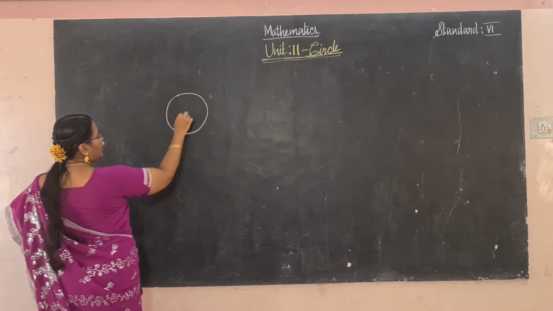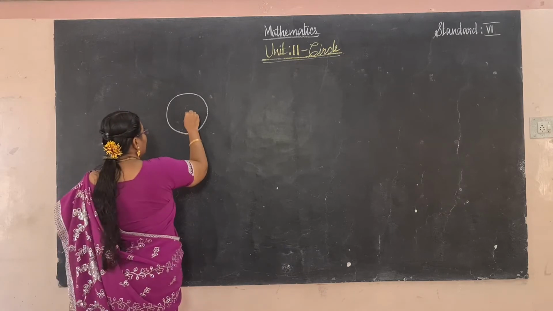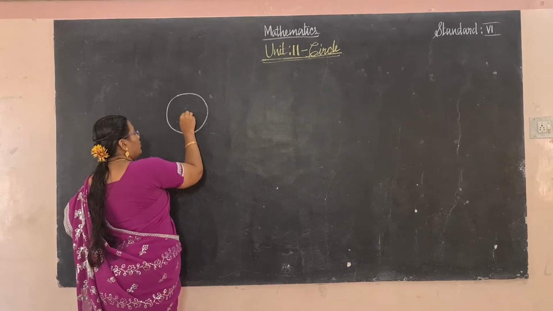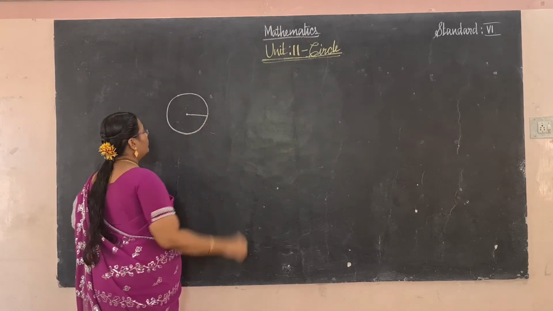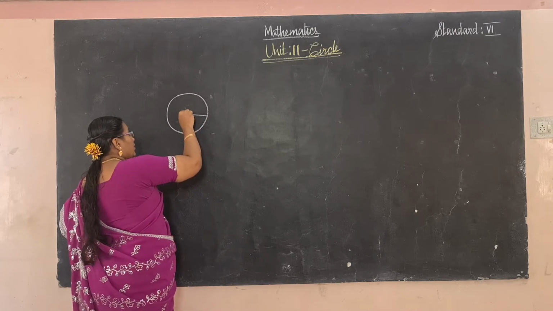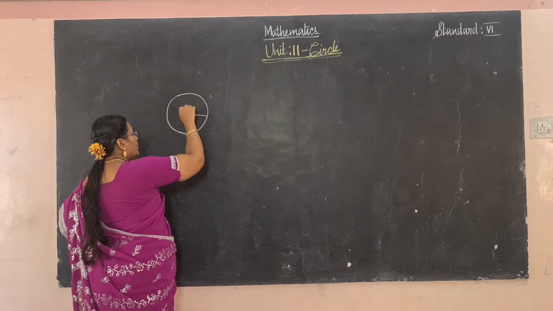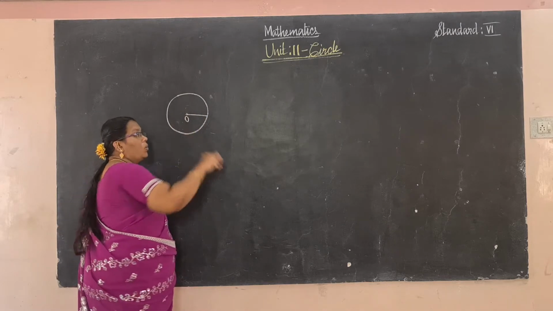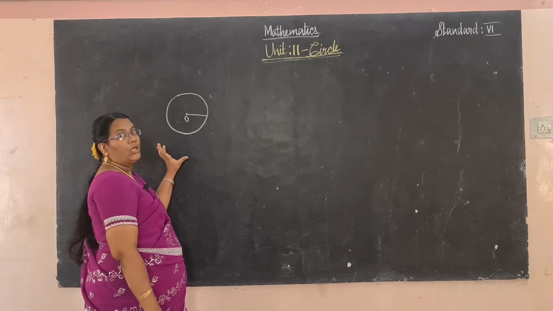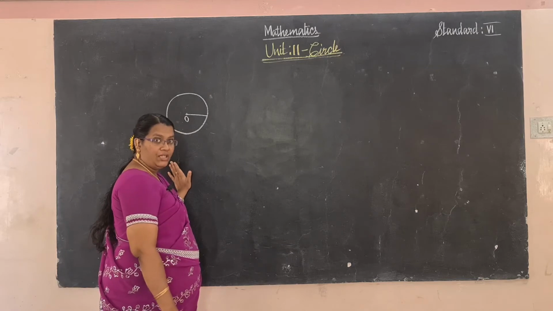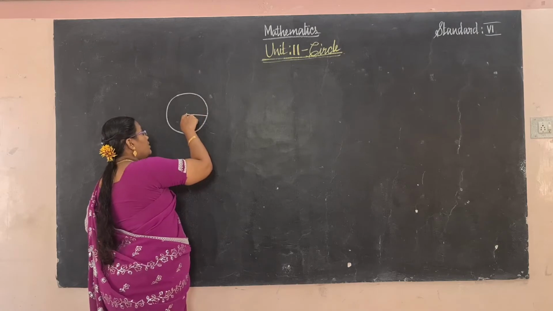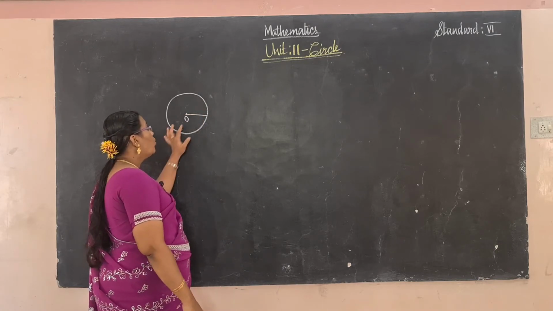In a circle we have the center, and with the center you can take any measurement of radius, 4 centimeters, like that. The center of the circle is denoted by O. So a circle is a closed figure. It has a curved linear boundary. The center of the circle is called the center O, the origin.